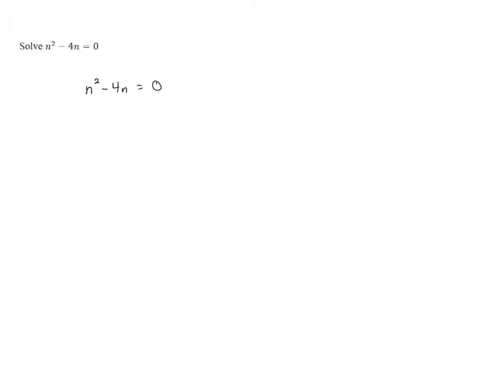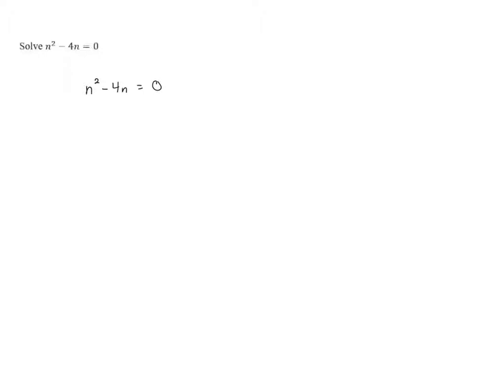If it was just n squared minus 4, it would be a difference of squares, but n squared minus 4n is not a difference of squares. We need another method for factoring, and that method is GCF. The very first thing we should always do is look for a GCF, and this is a really good example of why we need to do that.